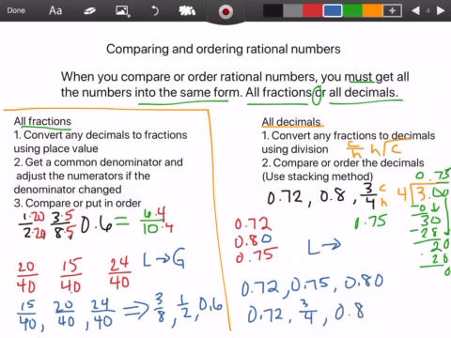All right? So again, I prefer this method because it's a little less work and we don't have to deal with fractions. But you can choose whichever way. You just must get them all into the same form, either all fractions or all decimals.